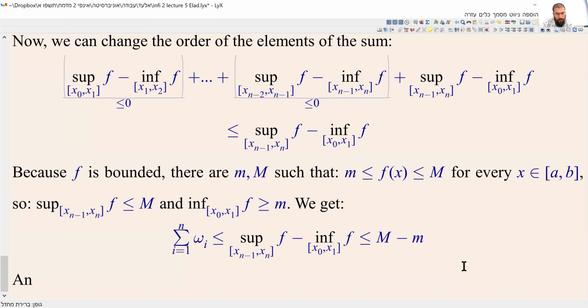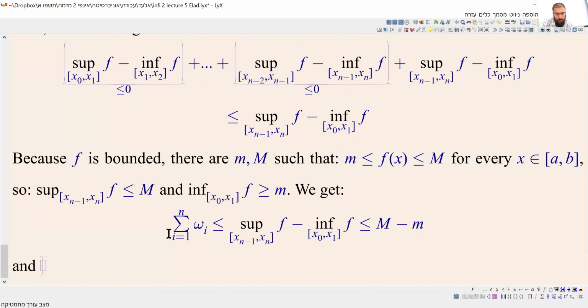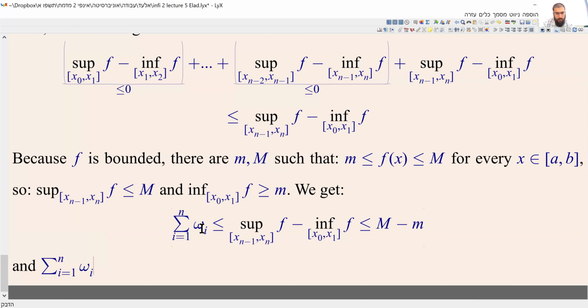Bounded is required. So our first proof is done.